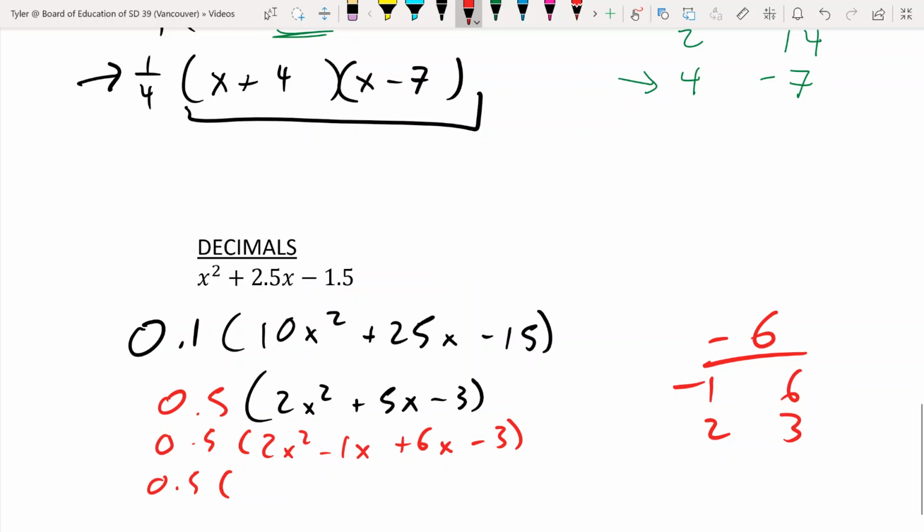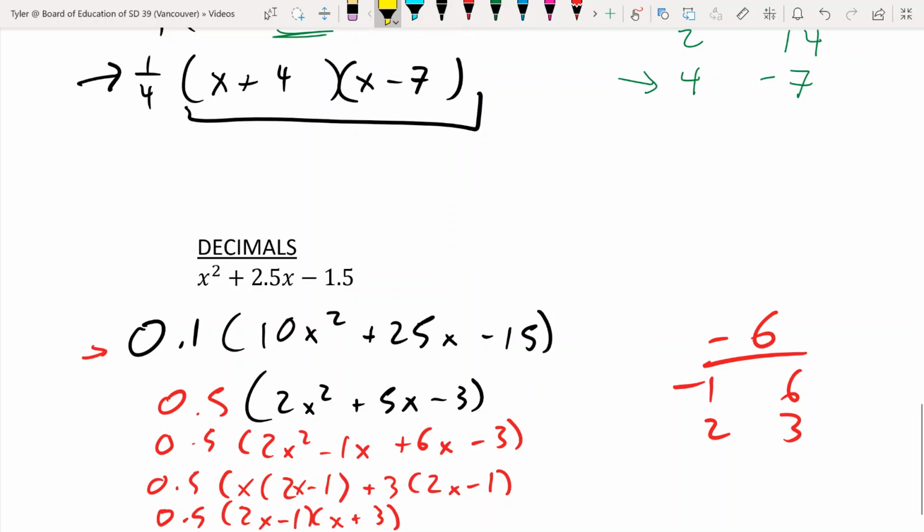This is going to give me x, 2 minus 1 plus 3, x there. 3, 2x minus 1. So we're going to get 0.5, 2x minus 1 times x plus 3. Cool, done. So again, the decimal works the exact same way as the fraction.